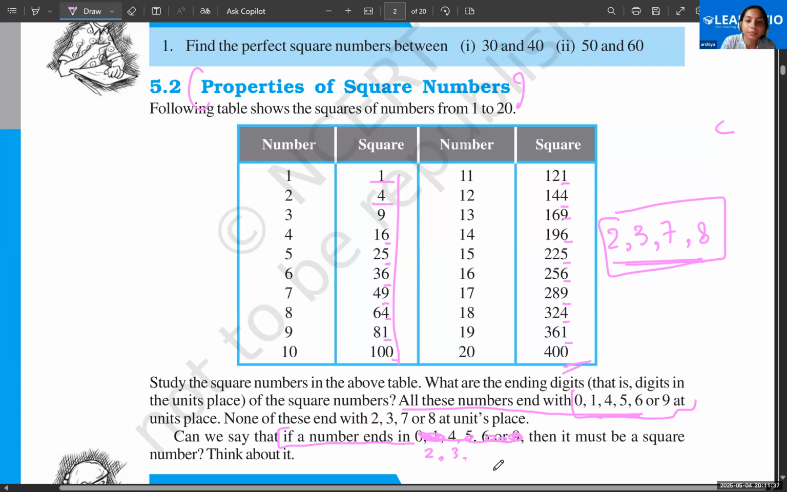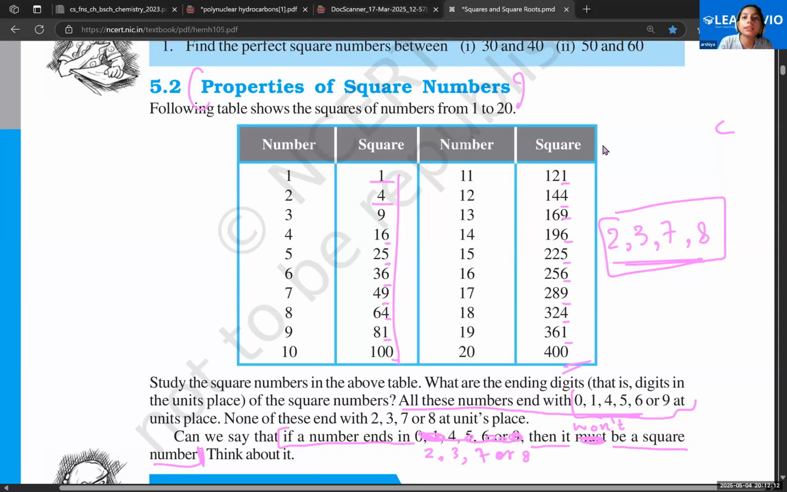And then what should I write? Then write: if a number ends with 2, 3, 7, or 8, then it will not be a perfect square number. Okay? Yes, Mom.